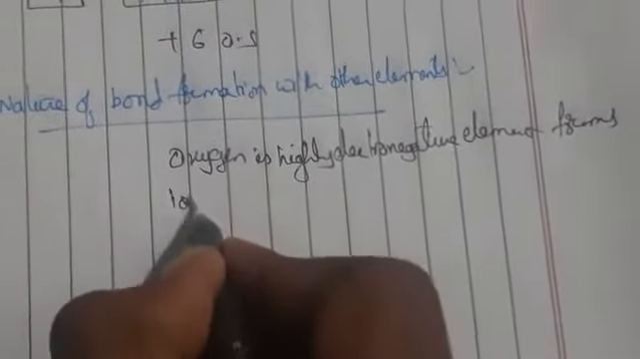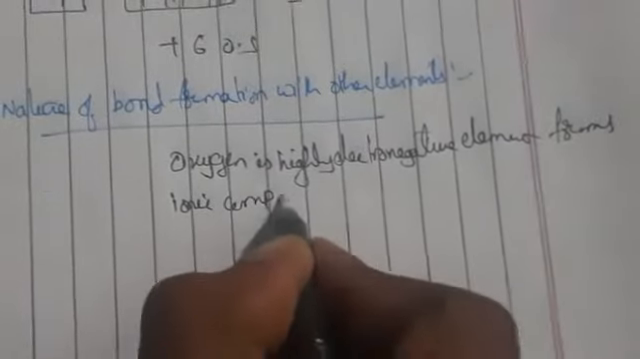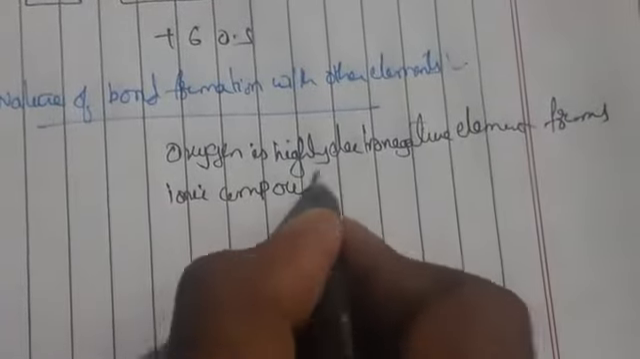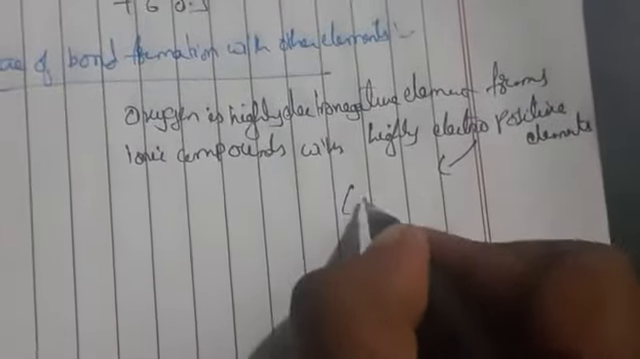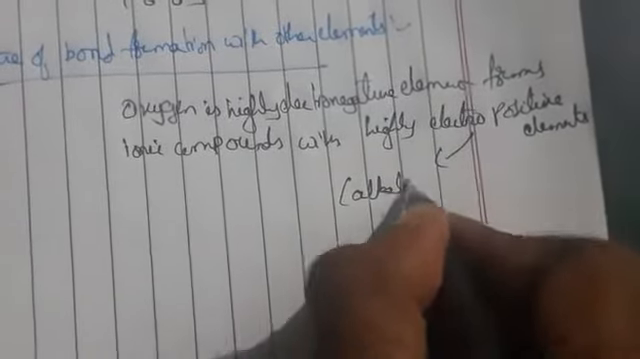Forms ionic compounds, we can say. Ionic compounds with highly electropositive elements. So what are electropositive elements? Alkali and alkaline earth elements, which are known as s-block elements. We call them electropositive elements.